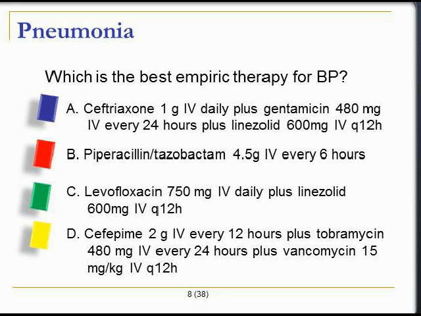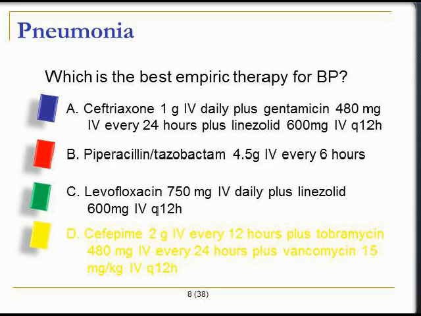Empiric therapy for this patient, well, again, 2 agents that have anti-pseudomonal activity. So that really cuts out A, B, and C, because ceftriaxone doesn't have anti-pseudomonal activity, and in B and C there's only one agent with anti-pseudomonal activity. And so basically, the correct answer is D, where you have 2 agents with anti-pseudomonal activity and then vancomycin.